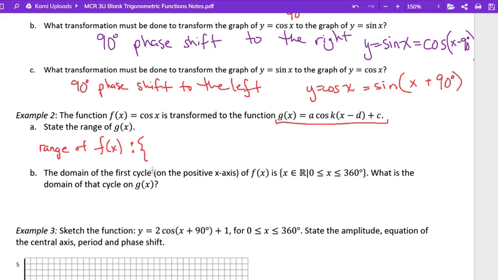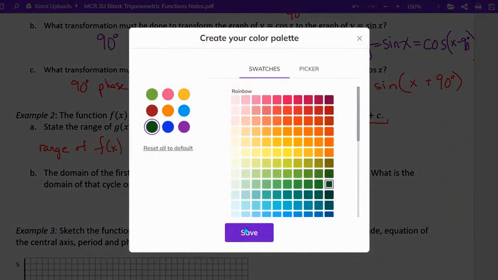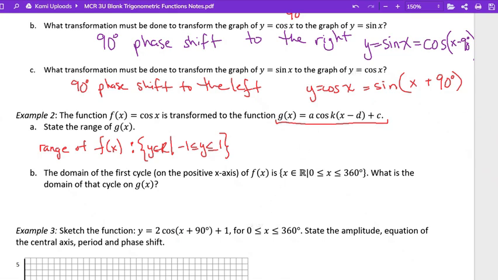Well, we know that a regular cosine function is continuous, and it goes from -1 to +1. Right, that's what we know. That's our baseline. We're good with that. That's the basic range, right?